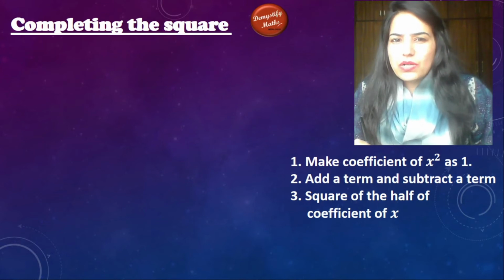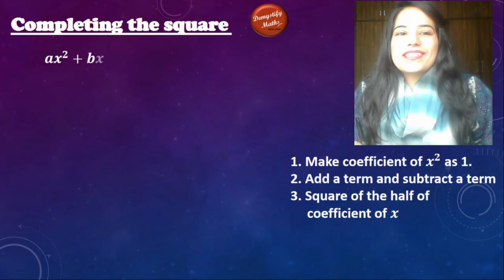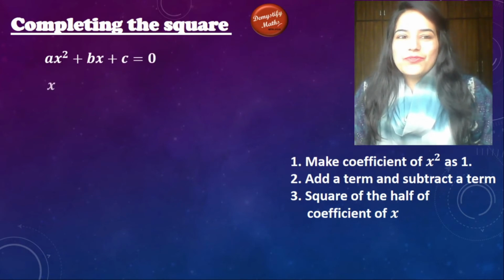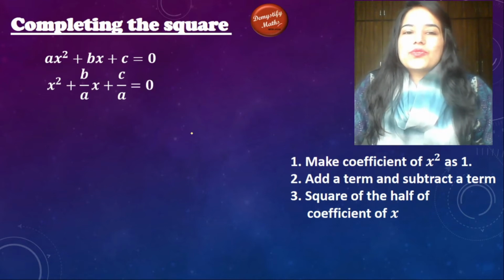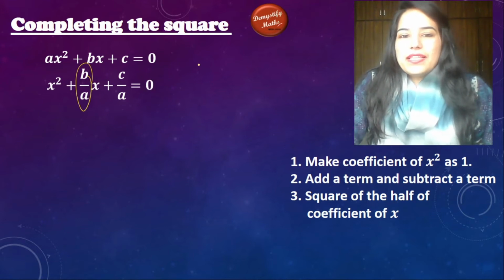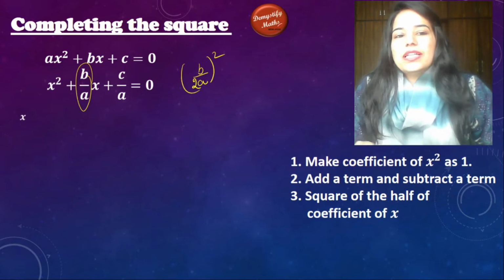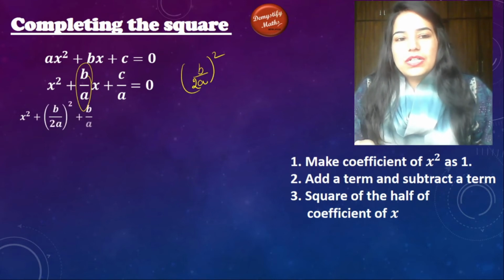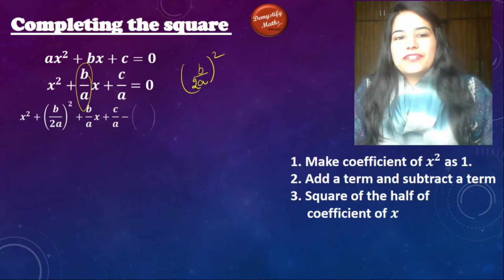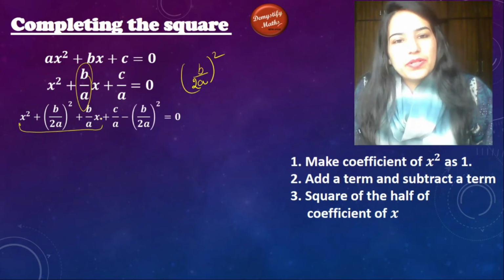Sounds alien, sounds difficult, sounds weird. No, it is not. So ax square plus bx plus c is 0. First step will be divide throughout by a, right? Then what is to be added? b by a, that is b by a half, right? Just add a 2 in the denominator and square. Now this term will be added also, this term will be subtracted also, so that the equation is maintained, right? And this term here will automatically become a perfect square.